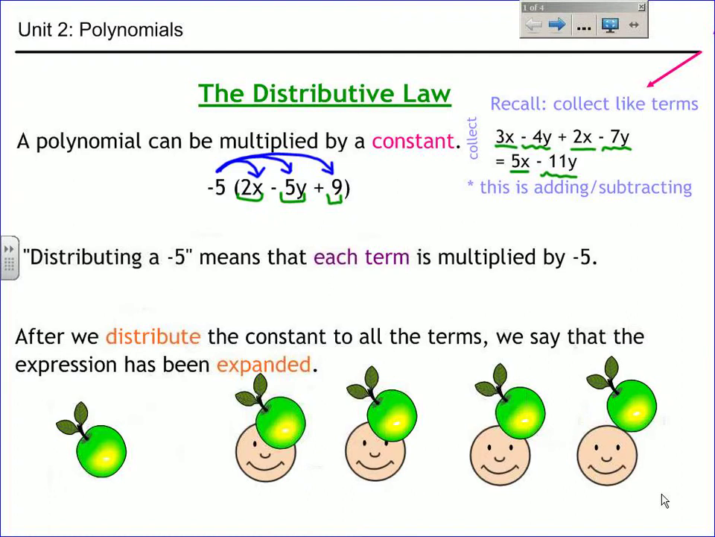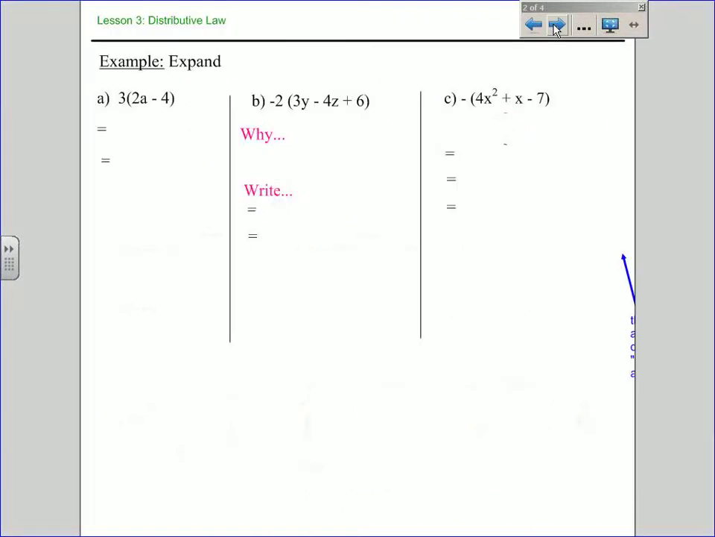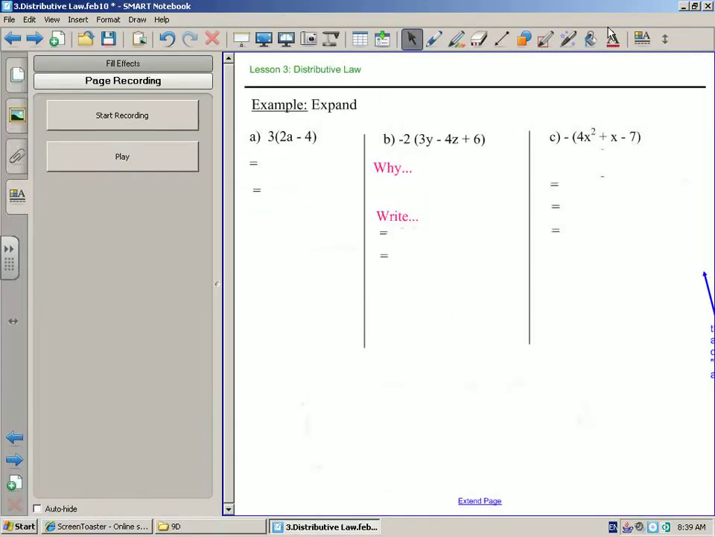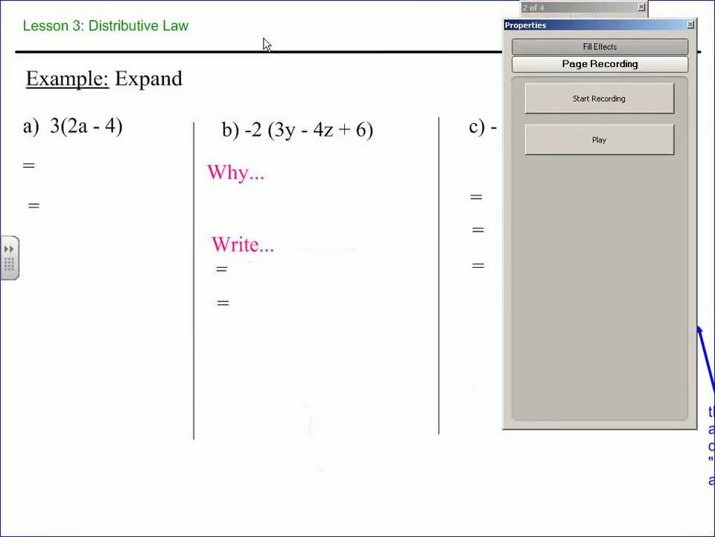Oh, before we do actually, sorry, I forgot to remind you that a constant is just a number by itself. So there's no variable in there. We're going to focus on distributing with a constant first, and then once we're good at that, we're going to learn how to distribute with a variable in front. But right now, the thing in front is always going to be a number. Okay, so if we take a look at our first set of examples here, we'll just make this bigger again.